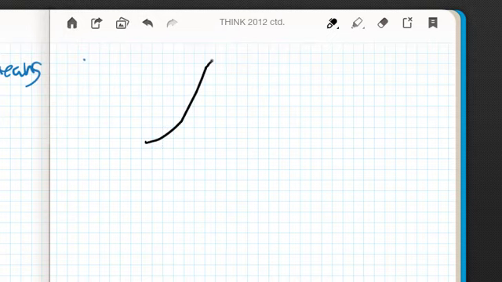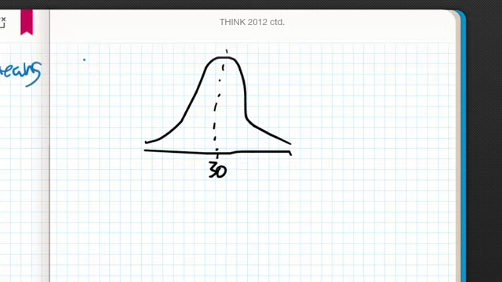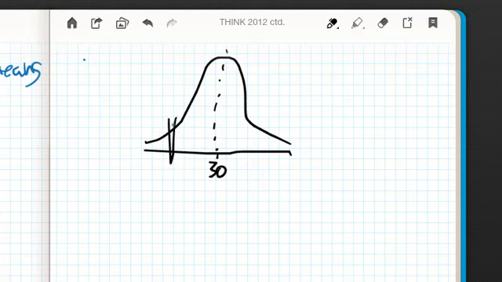All right, so I'm going to draw myself a nice normal curve because we know that sample means distribute themselves normally. Our claim is that the mean is 30. Notice that's what our null hypothesis says. What we're going to do is find a critical value, CV.